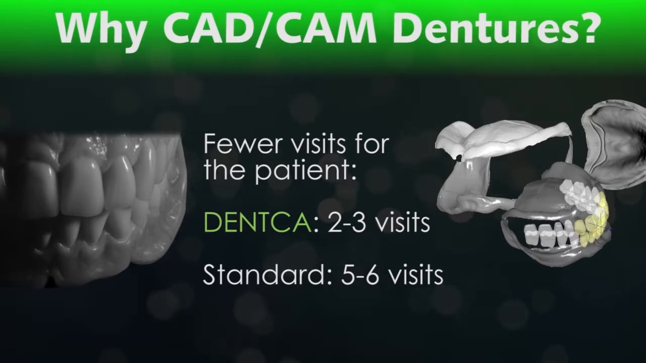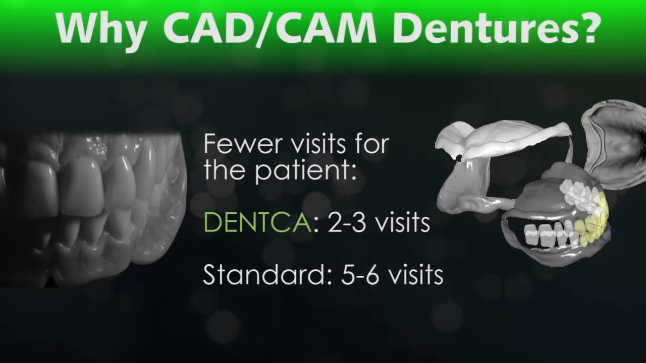So for me, it's a minimum of 5 visits, an additional visit if any of those need to be repeated due to distortion or miscommunication between myself and the laboratory. With DENTCA, I eliminate several of those visits and several errors in communication. We have 1 visit, as previously mentioned, for impression and records, and 1 for delivery.